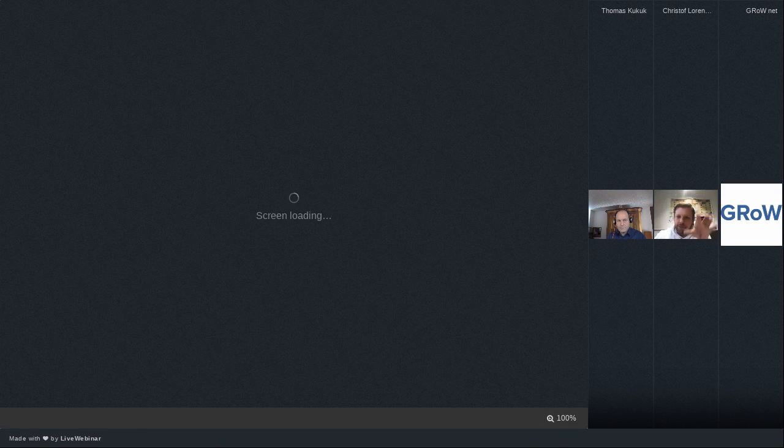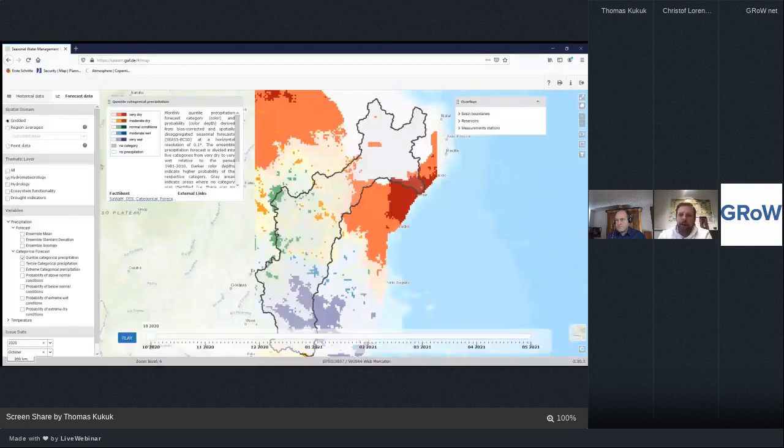So this is the first step. The second step is that our partners, especially the partners from hydrological modeling, automatically pull our new forecast once it is available, run their hydrological model, and then they can provide, for example, streamflow forecasts for the coming months.